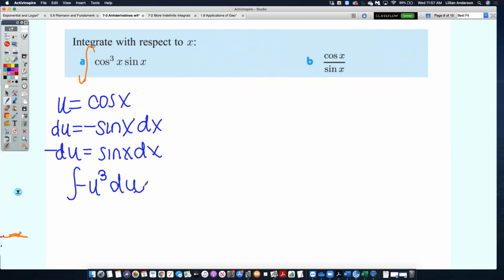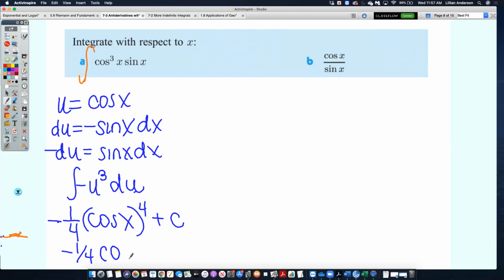What's the antiderivative of negative u to the third power? Negative 1/4 u to the 4th. Then I'm going to plug my u back in, and that's going to be my answer. Or I can say this is negative 1/4 cosine to the 4th power of x plus c. Either one would be acceptable.